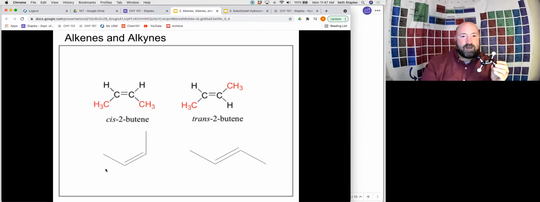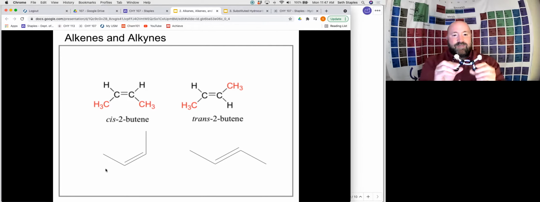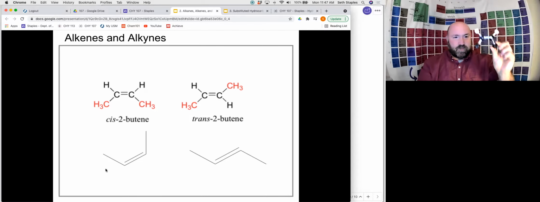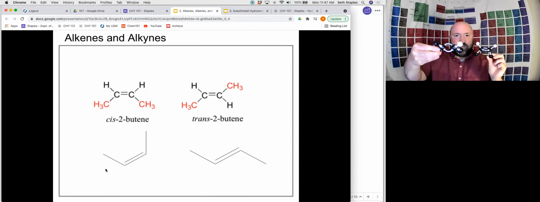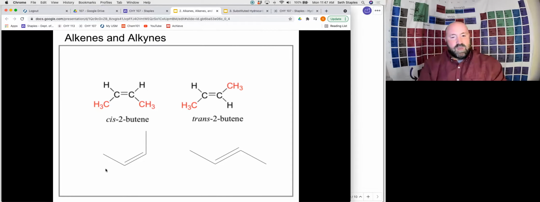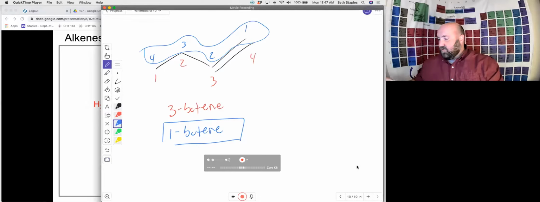And so again, we have our 2 different names now. We have cis-2-butene or trans-2-butene. Hold it like that because it's the same way that it is in your slide. So cis-2-butene, trans-2-butene. And so the way that you would go about those, let's say it wasn't just carbon groups.